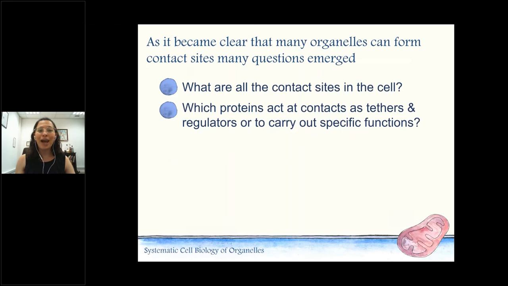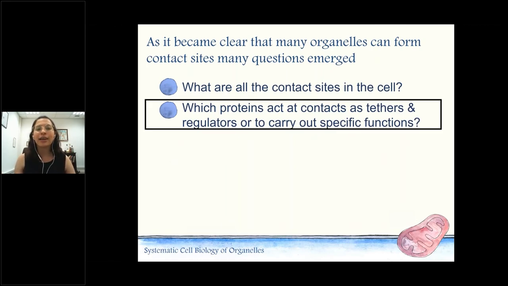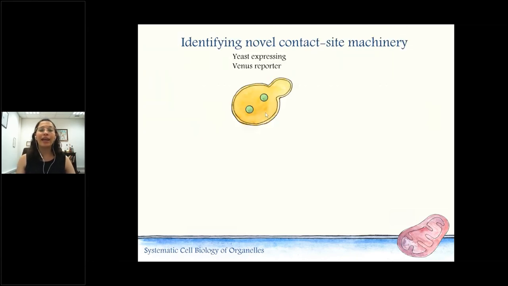Okay, so now we know that basically every two organelles can form these contacts, but we wanted to understand what are the proteins that can act as tethers and regulators and carry out the specific functions of the contact. So this is a work that is done by Inesh Kaspo. She's a postdoc in the lab. And the idea, again, is quite simple. We have our yeast strain that has the reporter. So we have the reporter marking the contact.